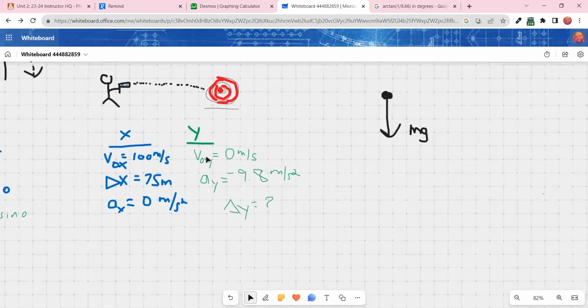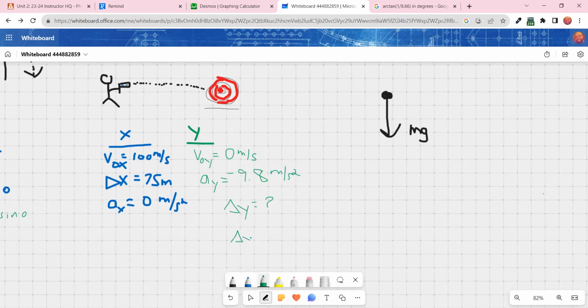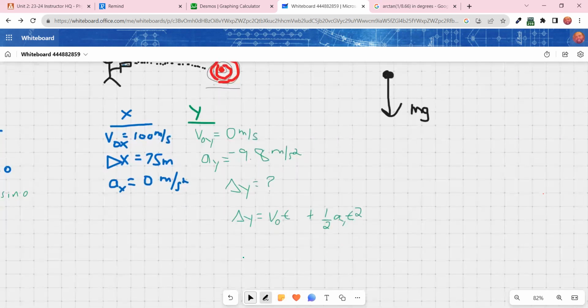That means we have to have an equation that has delta Y in it. There are only 2 equations that have delta Y. One of them is delta Y equals V naught T plus 1/2 A T squared. And the other one is V squared equals V naught squared plus 2 A delta Y. Okay.